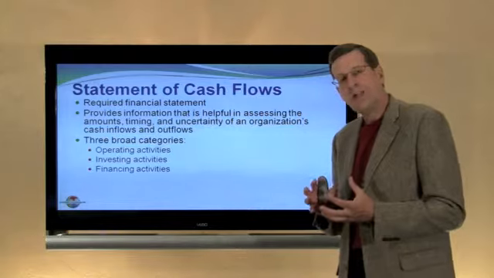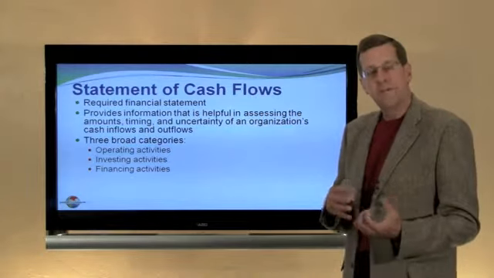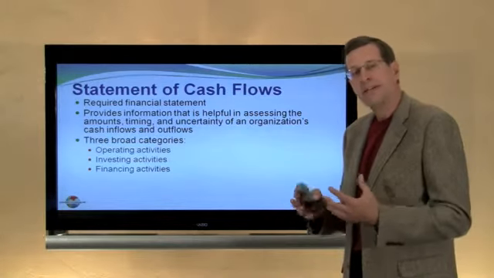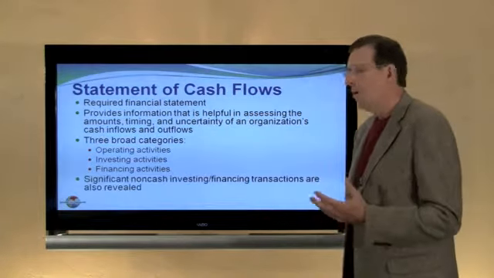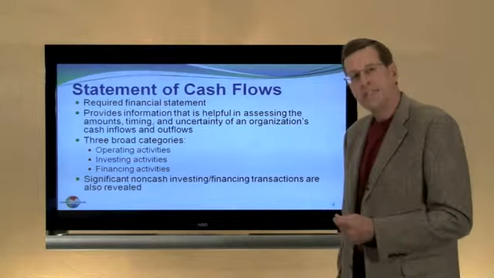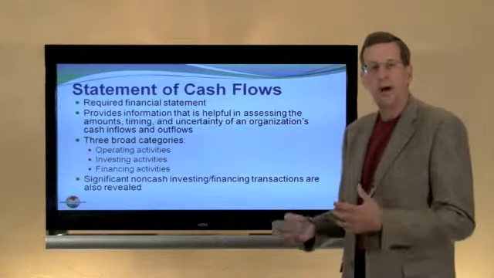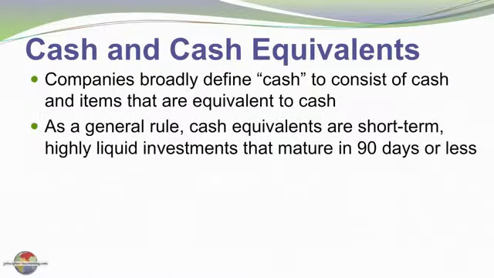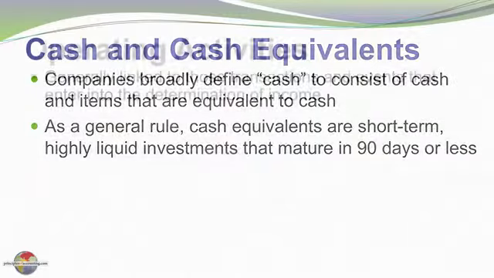So we're going to show cash that is generated or expended in operations, as well as cash that's generated or expended from our investment activities and our financing activities. We also have a category where we disclose information about significant non-cash investing and financing transactions where we might be swapping one asset for another. In the statement of cash flows, cash is usually cash and cash equivalents. So it's a broad definition of cash. As a general rule, cash equivalents are short-term, highly liquid investments that mature in 90 days or less.